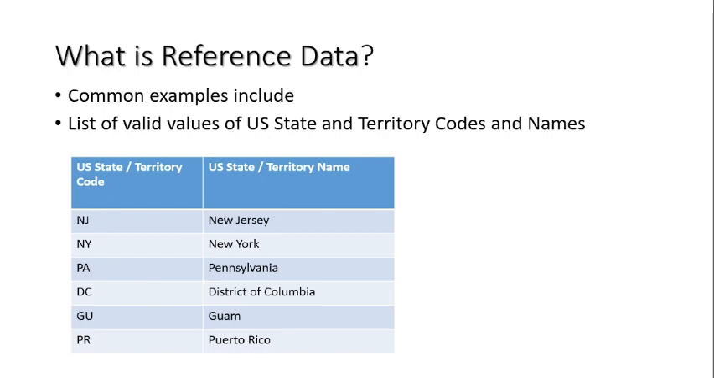The first example is US state codes and state names and territory codes and territory names. So here we see there are two attributes, state code or territory code, state name or territory name. NJ is the state code for New Jersey, NY is the state code for New York, GU is the territory code for Guam, and PR is the territory code for Puerto Rico. Business may state a rule not to create a customer address record without a valid state or territory code.